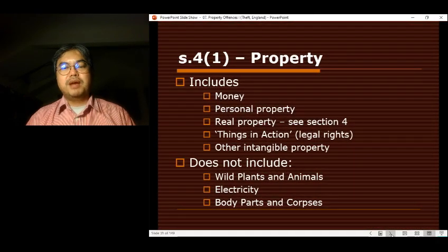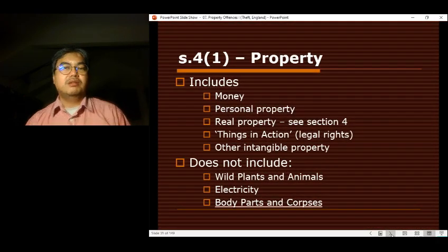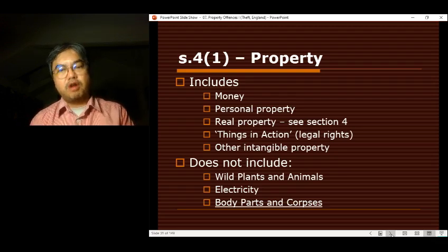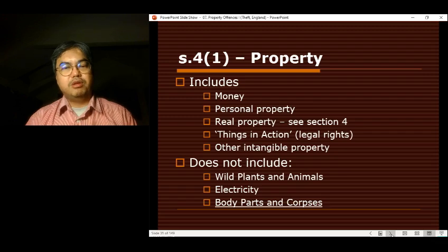And then body parts and corpses, right? We talked about kidneys earlier on. Can you steal a person's body parts, or can you even consider stealing a corpse, a dead body?